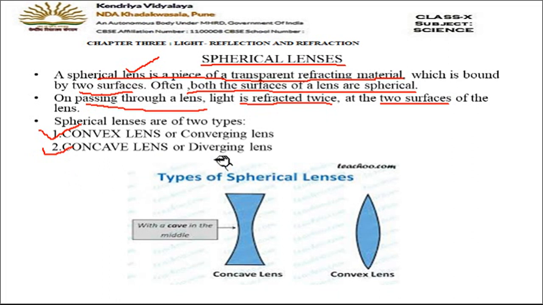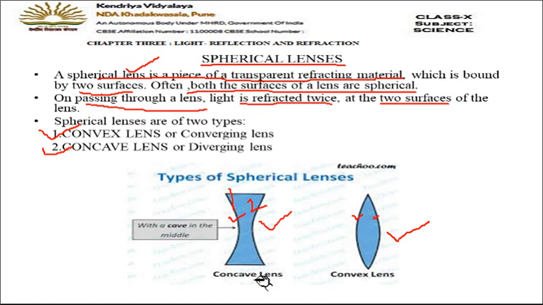The concave lens is also called a diverging lens, as it diverges the rays of light. It spreads out the rays of light. In the diagrams here you can see the first one is the concave lens and the other one is the convex lens. You can remember the structures as it has two surfaces. This is surface number 1, this is surface number 2. And here also this is surface 1, this is surface 2.